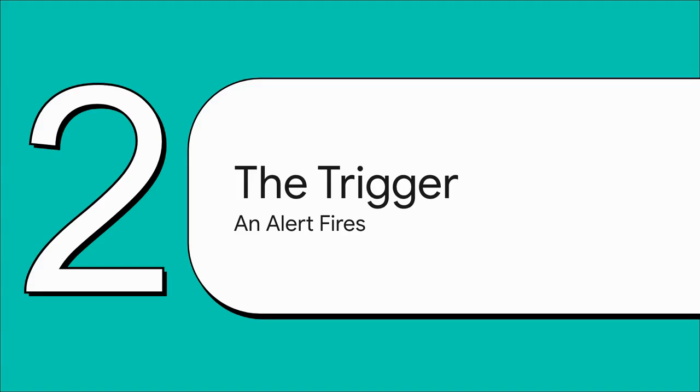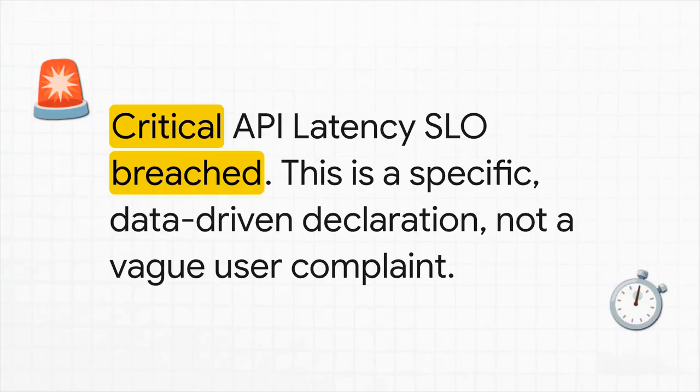Now we shift from being proactive to being reactive. All that preparation leads right to this moment. The system has spotted a problem, and the tripwire has been officially triggered. And there it is. The incident officially begins. A critical API latency SLO has been breached. The clock is now ticking.